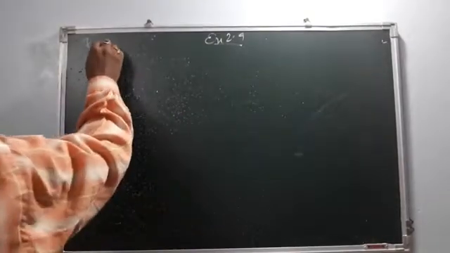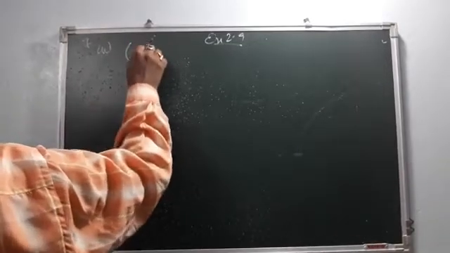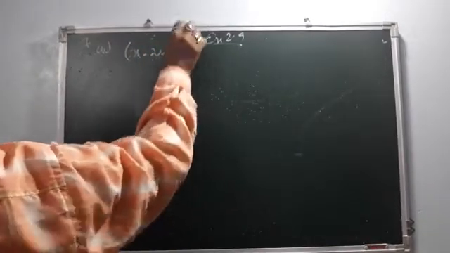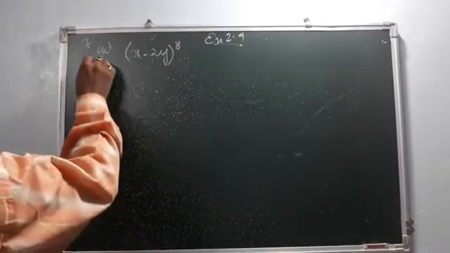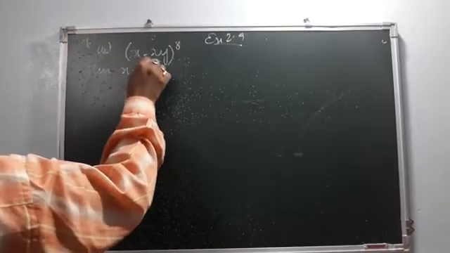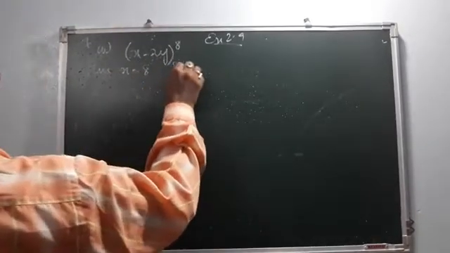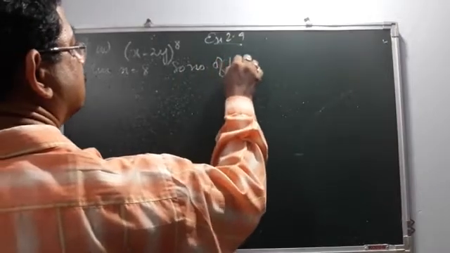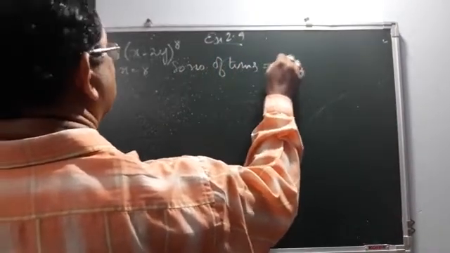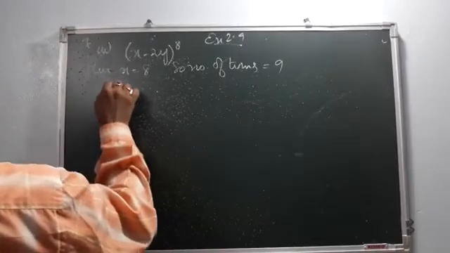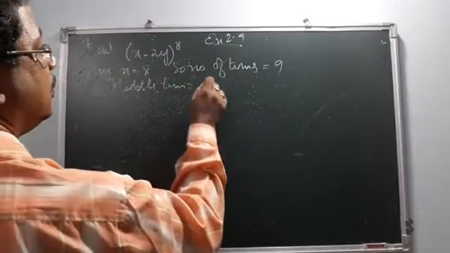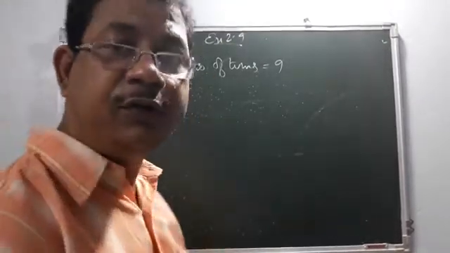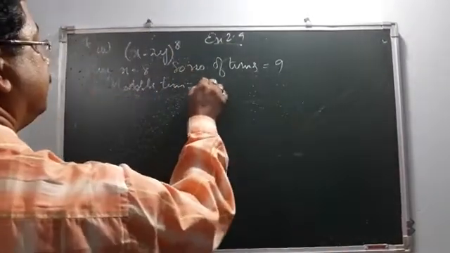Here you see the question, it is given as (x minus 2y) to the power 8. So if this is the power, here n is 8. So the number of terms is 9, therefore the middle term, of course, what will it be? As there are 9 terms, the fifth term will be the middle term.